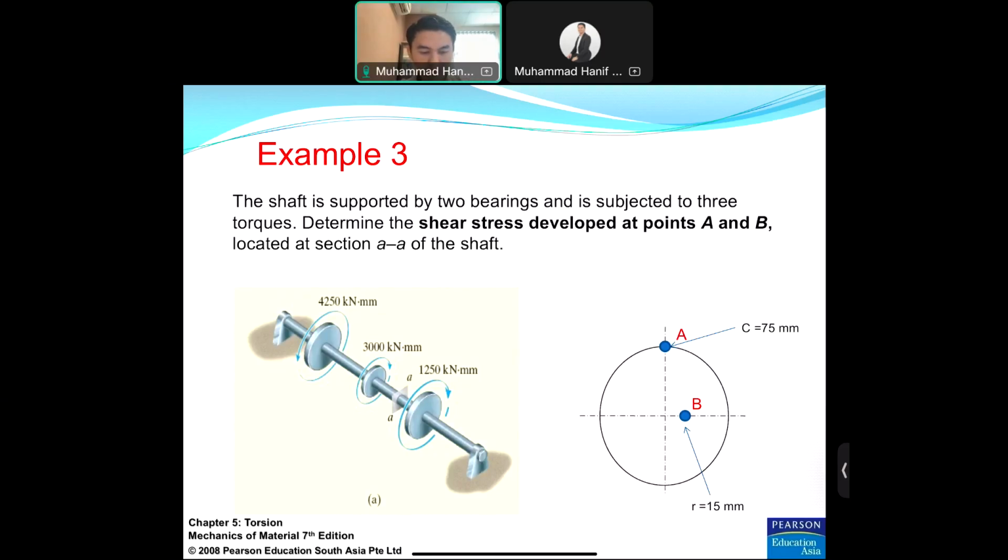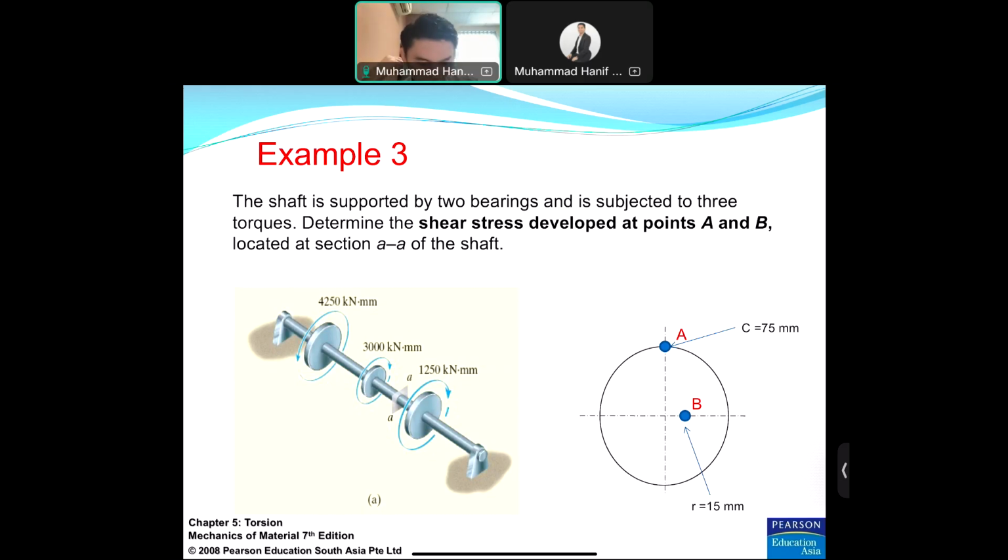Last time I covered up to example 2. It is a very straightforward example, then you just apply the equation to find the solution. Example 3 I want to cover because it's a bit new for you: to determine the shear stress. Shear stress only for this equation because it depends on the radius, the radius of A and the radius of B.